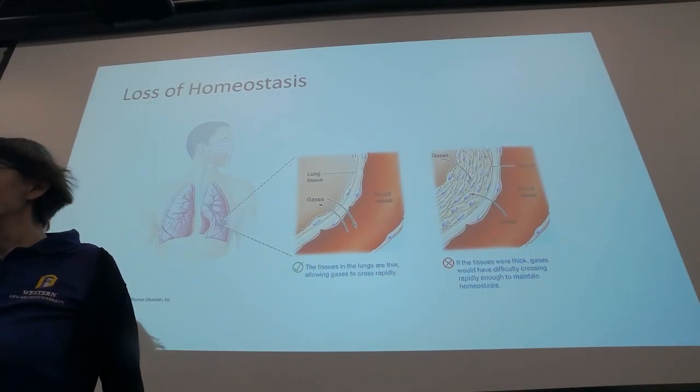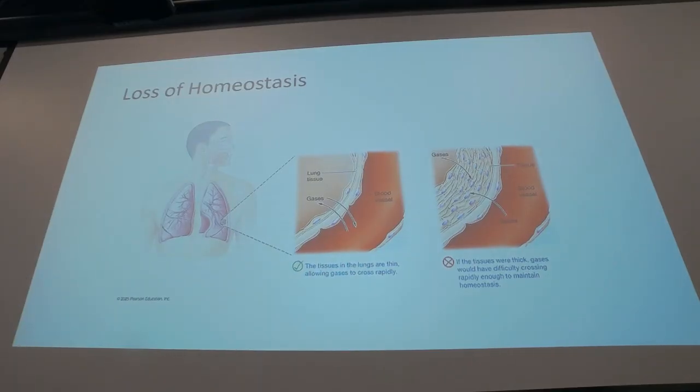So what happens when you lose homeostasis? For instance, some people may not have good oxygenation because the membrane in their lungs where gas exchange takes place becomes thicker. Well, in this case, the person will have poor oxygenation, and then the cells will have what is called hypoxia, lack of oxygen.